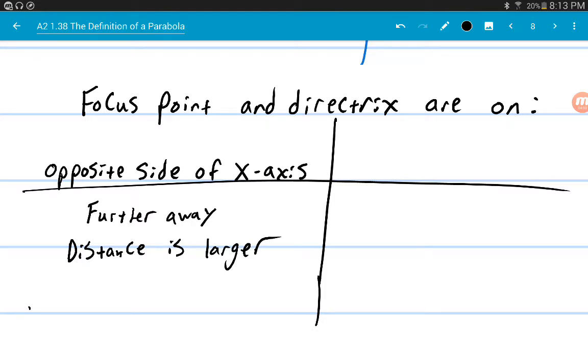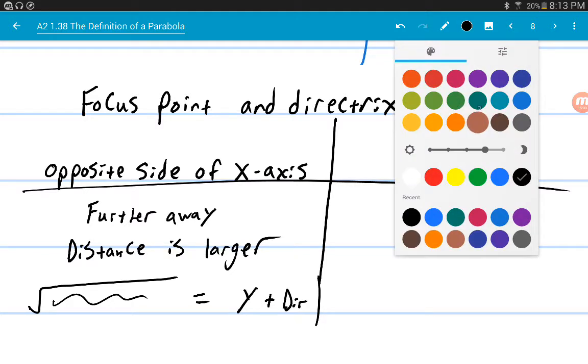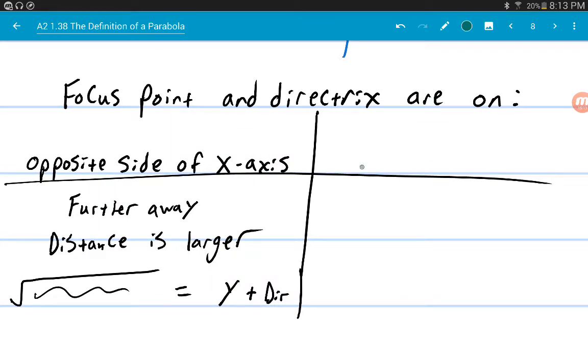meaning that our right side of our equation with whatever underneath is going to be equal to y plus something. What is that something? It's the number from the directrix. Now, if we have the same side of the x-axis, that means they must be closer.